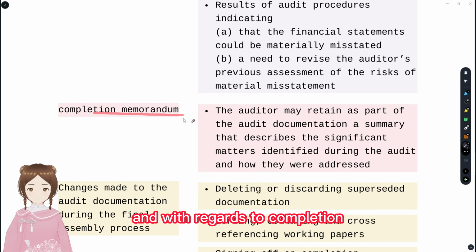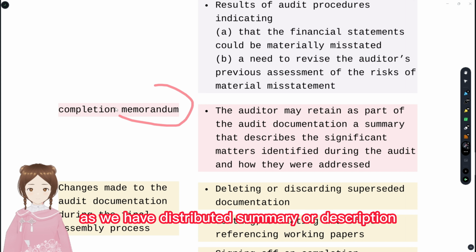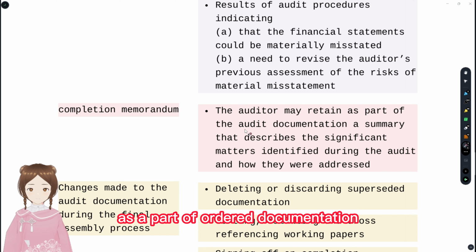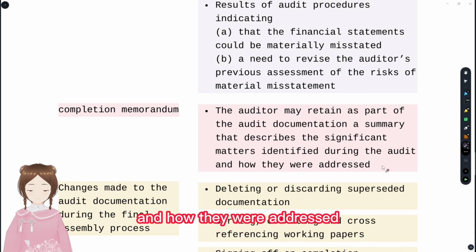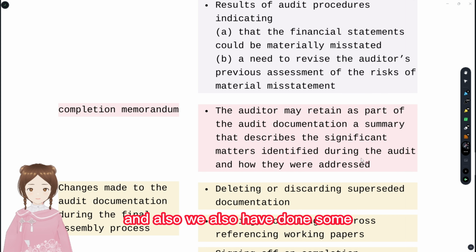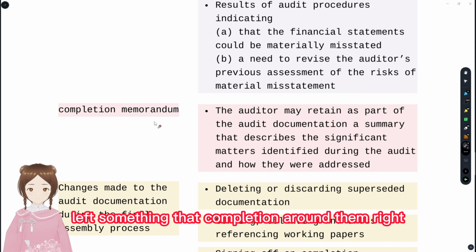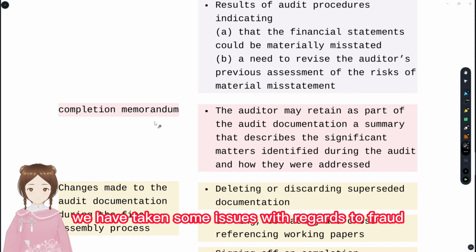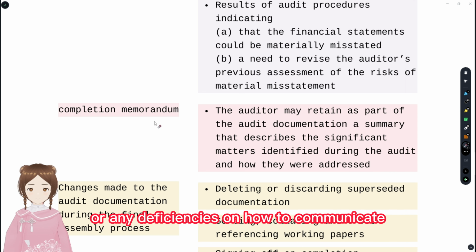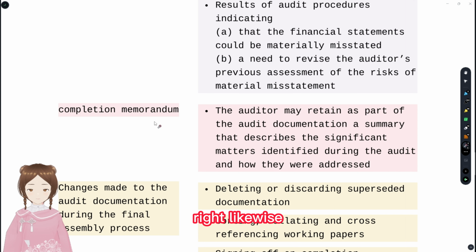With regards to the completion memorandum, as we have described, a summary or description. The auditor may retain as part of audit documentation a summary that describes the significant matters identified during the audit and how they were addressed. And we have also done something like a completion memorandum in our keyword kits, right? We have taken some issues with regards to fraud or any deficiencies and how to communicate them. We have formed an outline on how to write answers in audit, right?